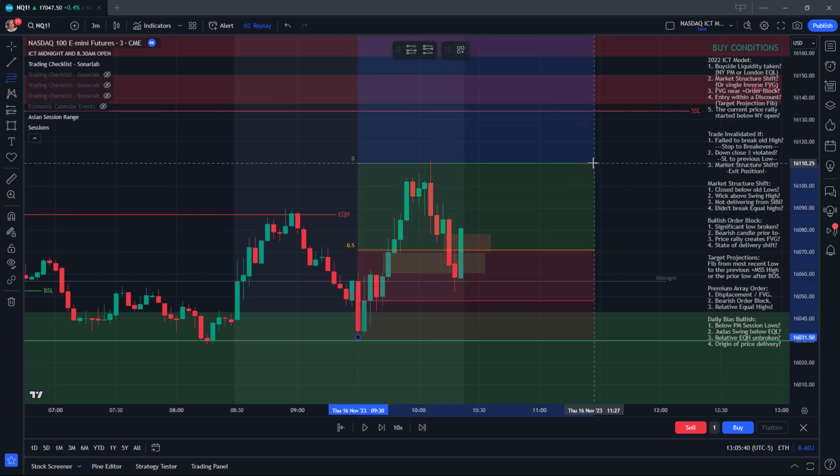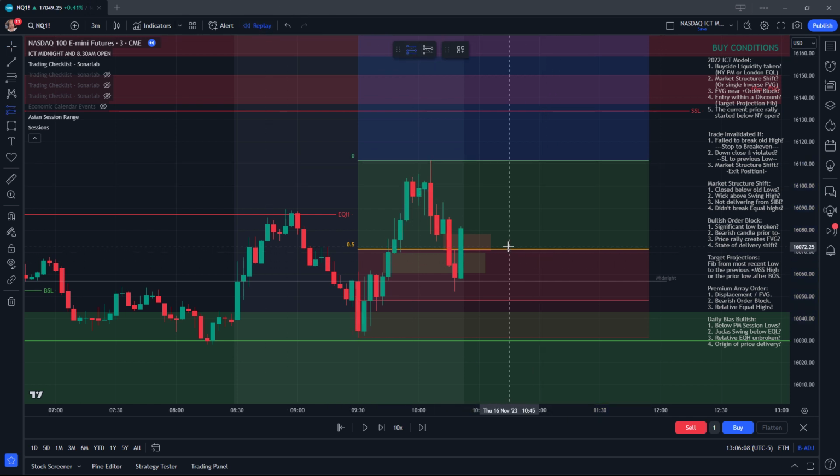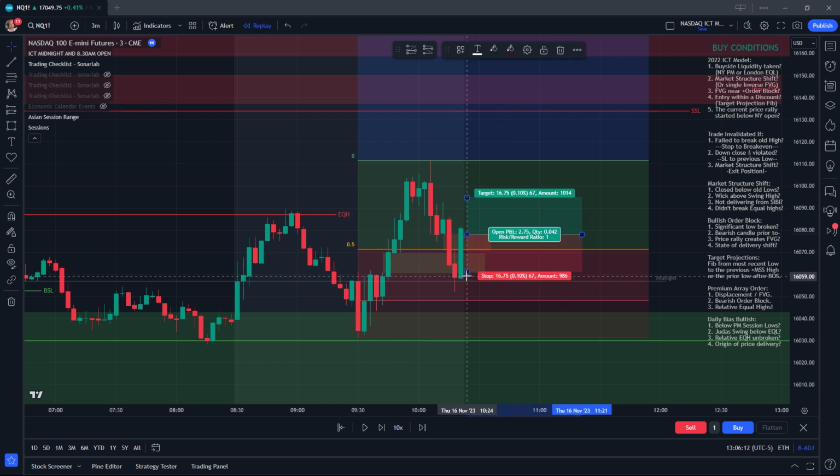Would the entry be within a discount? Well, it would if we were using the fair value gap. And then, did the current price rally start below the New York Open? So this up leg in price here originated from the New York Open here. So I think what we'll do is we'll try and see if we can enter within this inversion fair value gap.